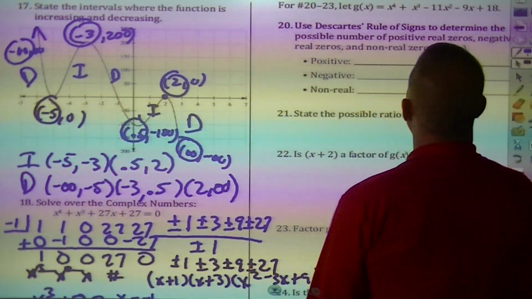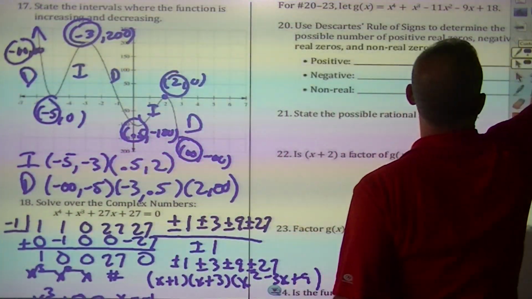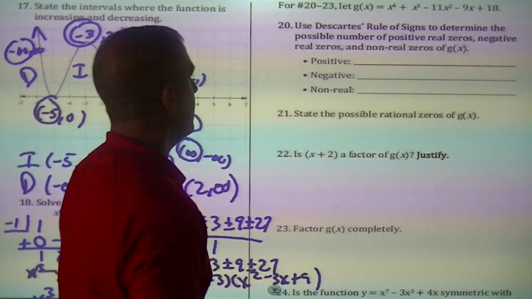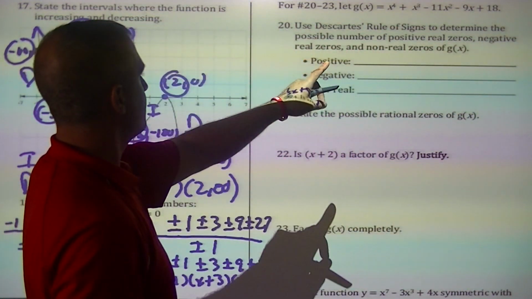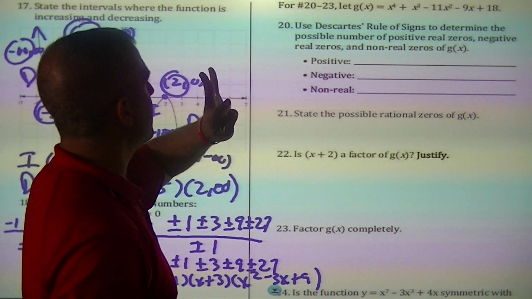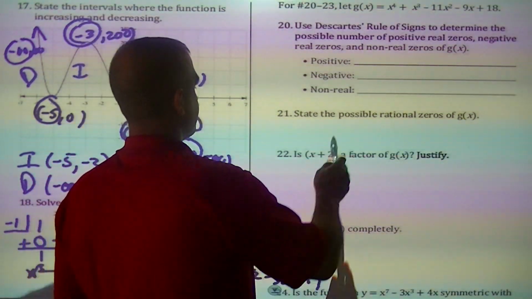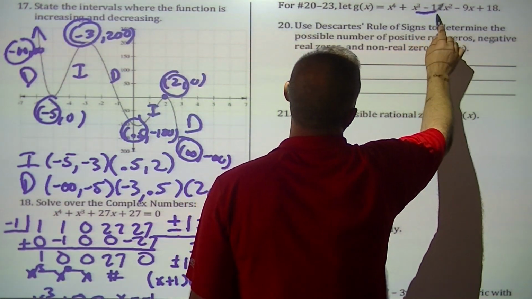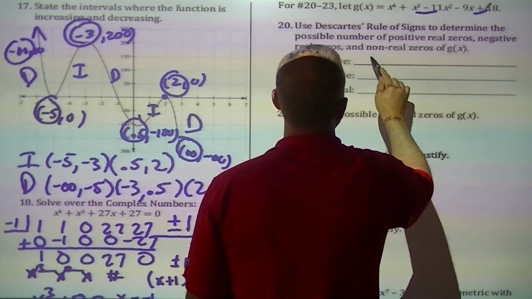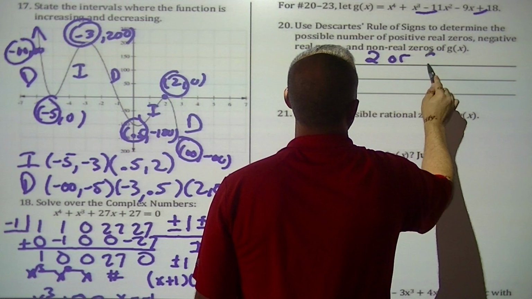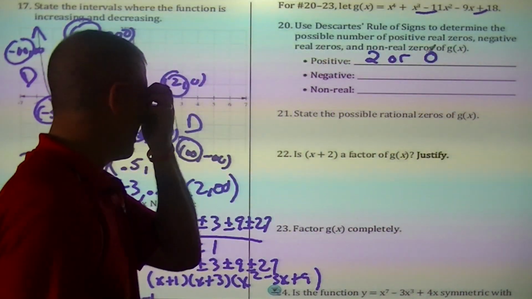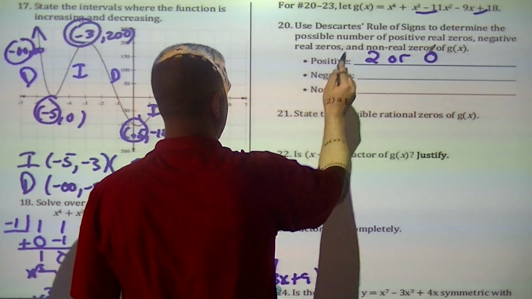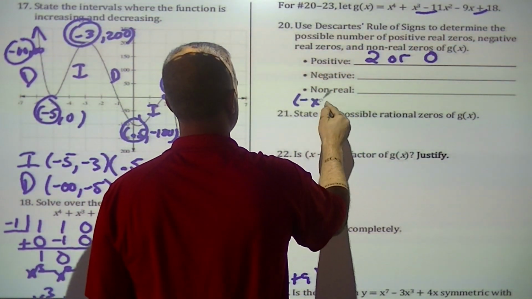Okay? 20. Descartes' sign rule. To do the positive ones, here would be the idea: how many sign changes? I got 1 sign change, 2 sign changes, so that's 2 or 0. When I do the negative ones, I got to substitute in.